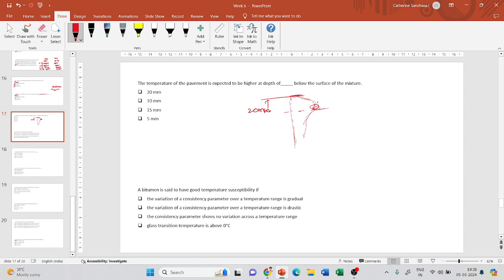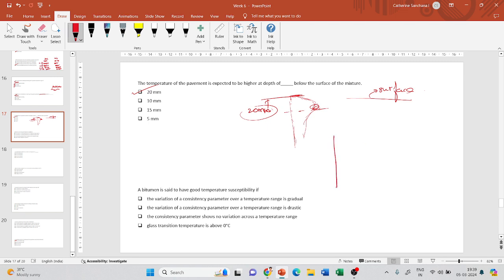So you have to always take the critical value, right? It was found to be maximum at a depth of 20 mm from the top, and so whenever they wanted to measure the high pavement temperature of the place, they measured it at a depth of 20 mm from the surface. Whereas low temperature was found to be minimum at the surface, so low temperature they measured at the surface. So the temperature of the pavement is expected to be higher at a depth of 20 mm below the surface of the mixture. Okay, so the next question: a bitumen is said to have good temperature susceptibility if what?